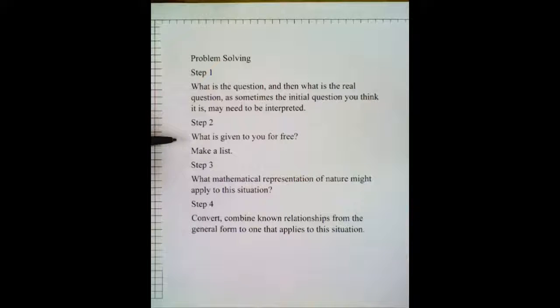Step two, what is given to you for free? Make a list. Step three, what mathematical representation of nature might apply to this situation? That'd be the math formulas. Step four, convert and combine known relationships from the general form to one that applies to the situation. So if you have to go from inches and feet into meters and kilometers, you do that. Then you find the formula that goes with it and move the letters around.